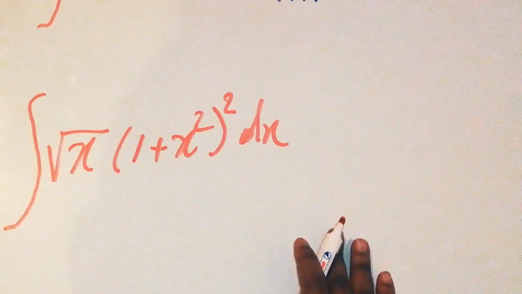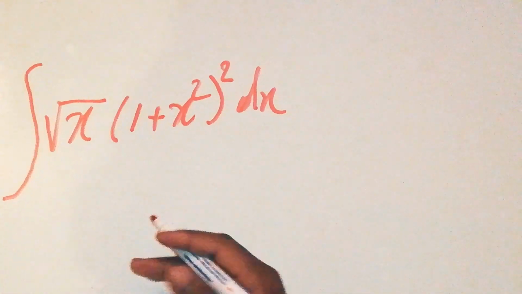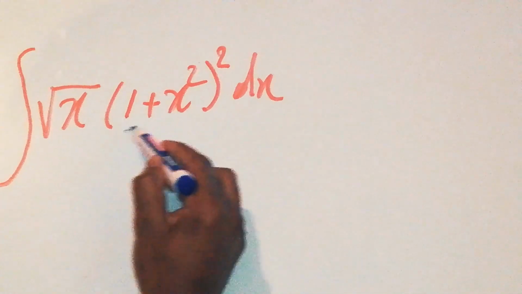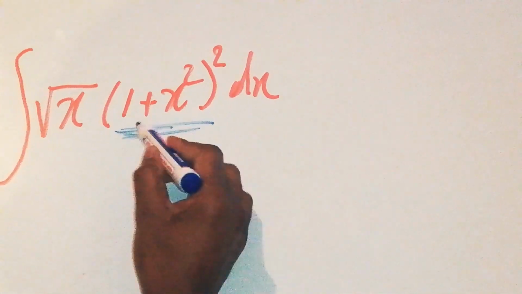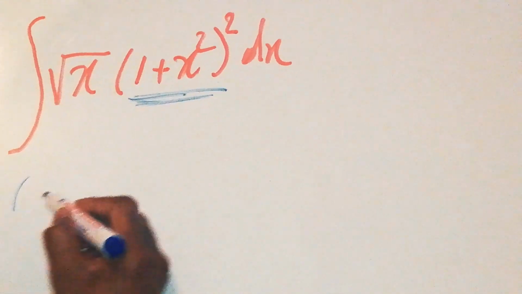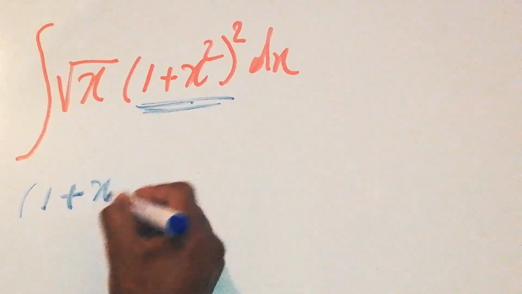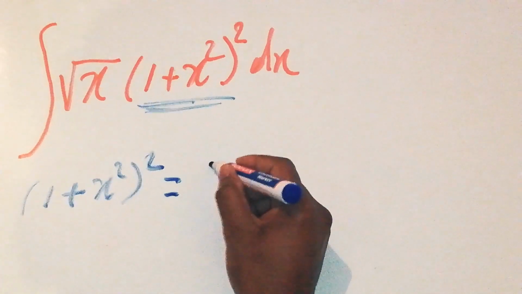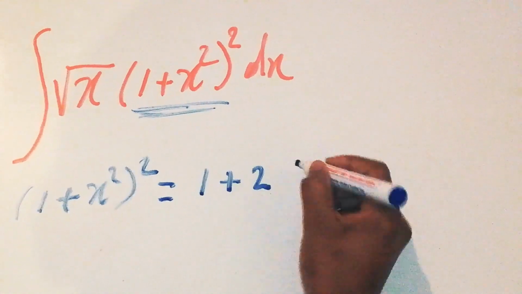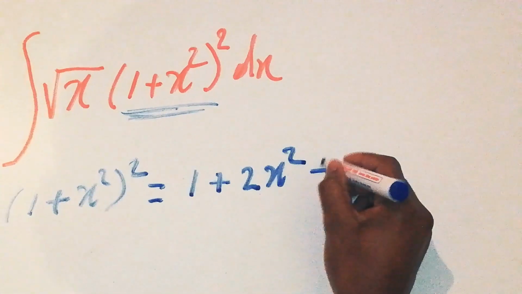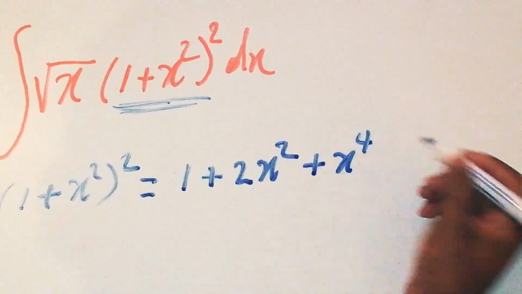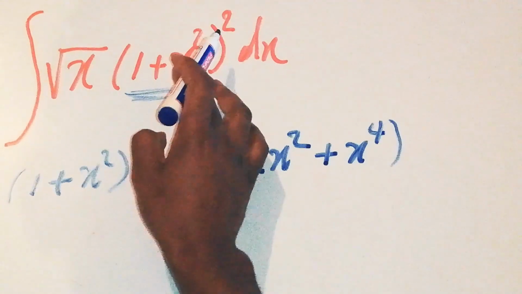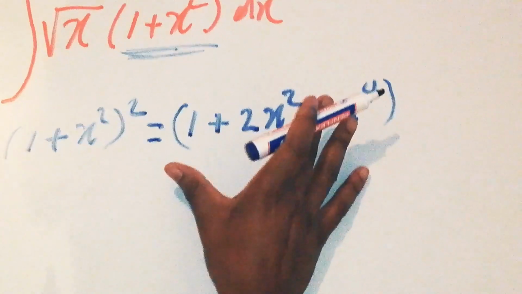It looks simple, but first you need to expand it. It might look simple to some people, but to others it might look difficult. So how do you do it? You expand this part here. If you don't want to confuse yourself, you expand this part. So you say 1 plus x squared to the power 2. This gives me 1 plus 2x squared plus x exponent 4, right? So you take this and bring it back there.